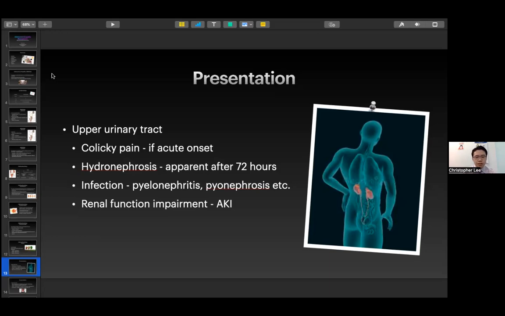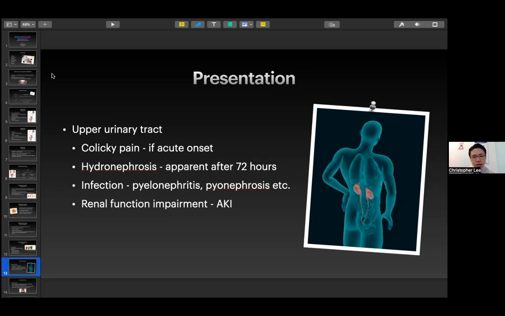So yes, colicky pain is a good guide. They might complain of the typical renal colic, loin to groin pain, which may radiate down to the scrotum in males and the labia in females. Hydronephrosis will become apparent after about 72 hours, and you may pick this up on a bedside ultrasound scan.